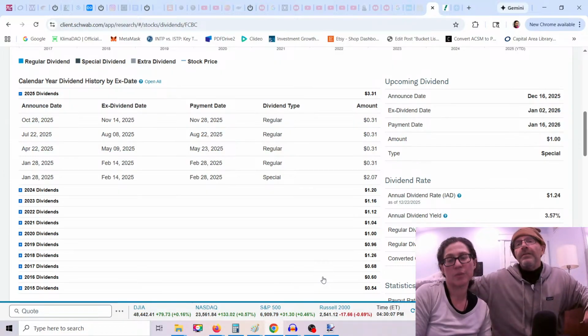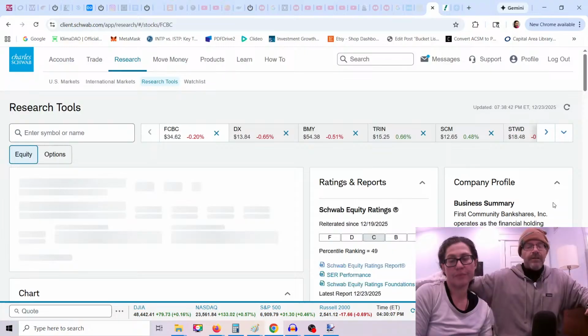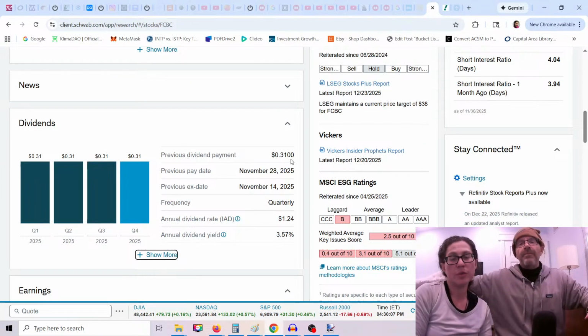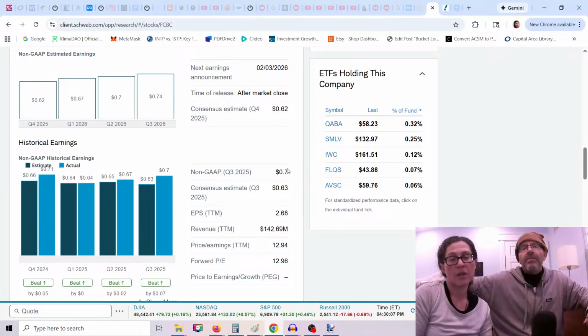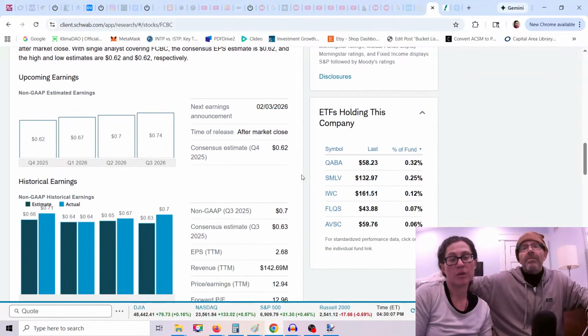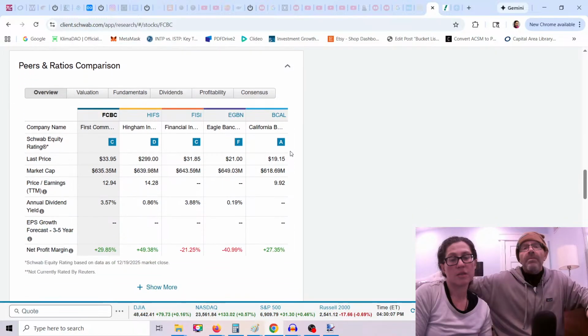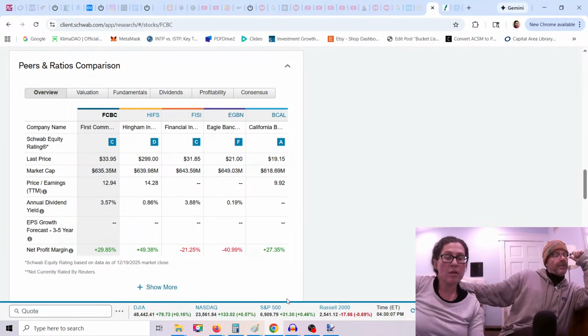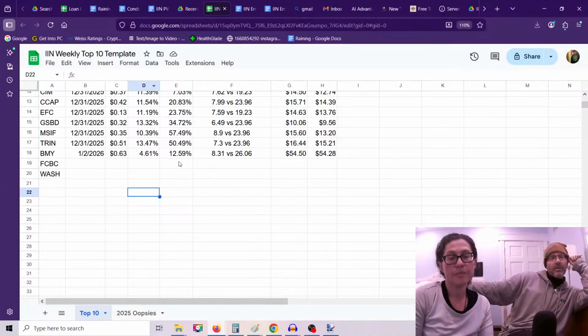Oh, so is this one going to be on the list just because of the special? It depends if everything else is good. You can't just get into stuff because of a special dividend. So previous 31, so you go off the previous because it wasn't a special, right? And then your non-GAAP 7, was that monthly? No, it's quarterly, so that's good. Forward PE, 12.96. Yeah, put that one on the list. That's a good one, even with the 31-cent dividend or whatever it is.